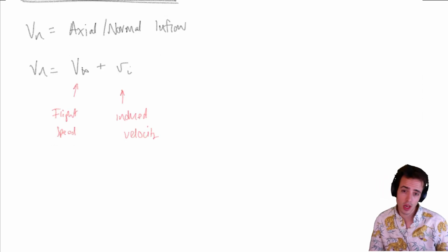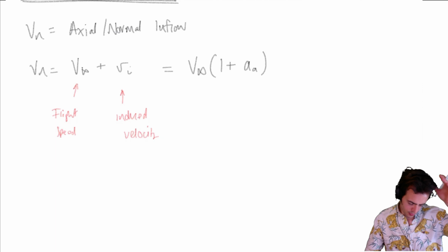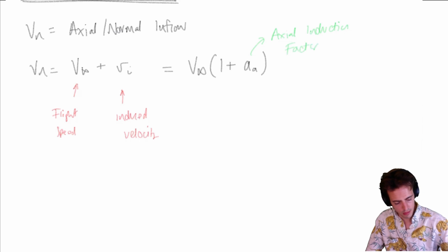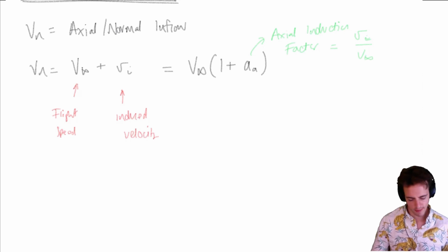We, as engineers, like non-dimensional things and we like factors, so we're going to define this as V infinity multiplied by 1 plus AA. This is my axial induction factor. We can appreciate that's Vi divided by V infinity. That's my axial induction factor.